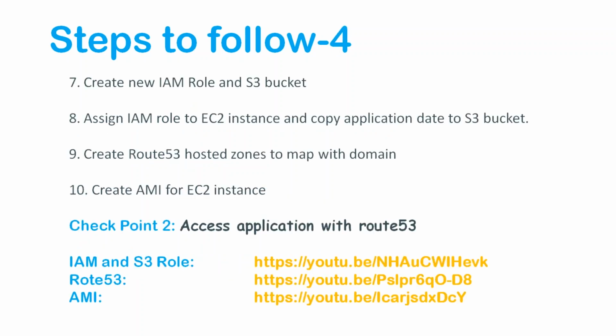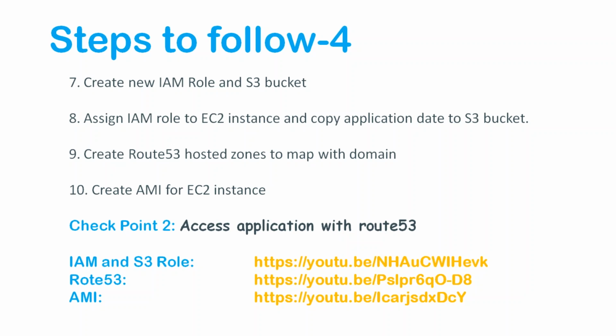Next one, we are creating IAM roles and S3 buckets to keep our data, because in case the instance goes down, you still need to access your data. For that, we are going to use IAM roles and S3 buckets. Next one, we are going to copy application data from EC2 to S3 or from S3 to EC2. So that's why we are going to use an IAM role, and we create Route 53 record sets and map that one with our GoDaddy. So I'm going to show you how to map that one in GoDaddy and how to access your application with your domain.